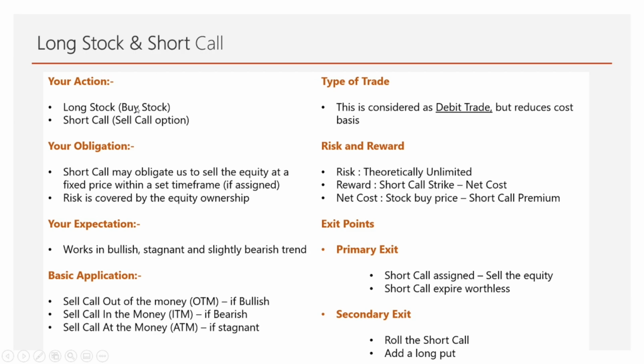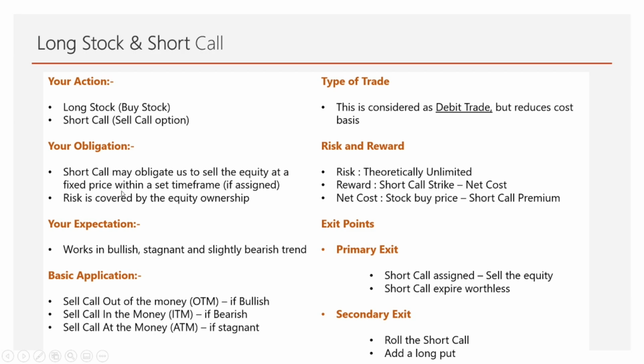When I buy a stock and a short call, together it is called a covered call. 100 stocks and one option. One option is equal to one option contract, equal to 100 options, right? So 100 stocks and one option together make a covered call.